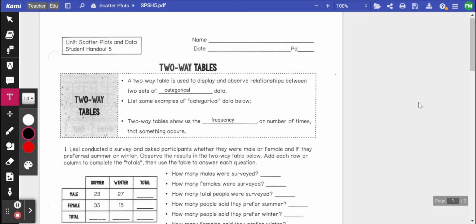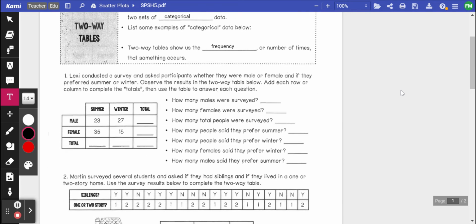Two-way tables. I already filled out the vocabulary up top for us. A two-way table is used to display and observe relationships between two sets of categorical data, and we'll talk more about that as we go through this. Two-way tables show us the frequency, or number of times something happens, and we'll do more with frequency in the next couple of days.